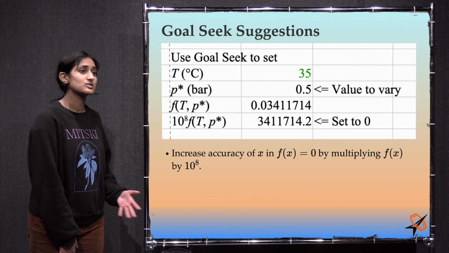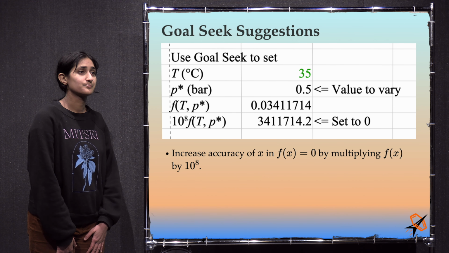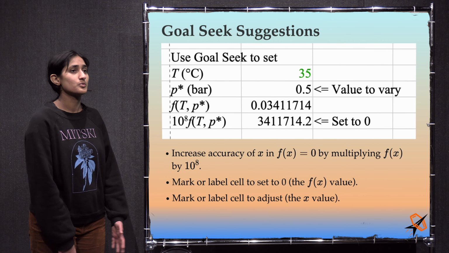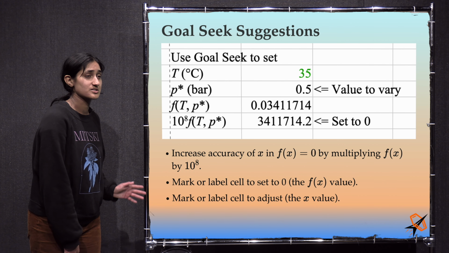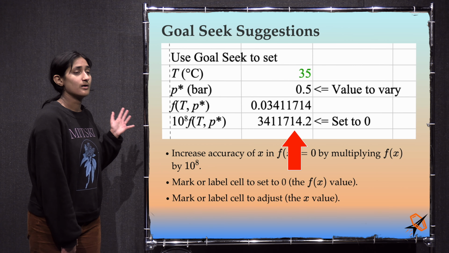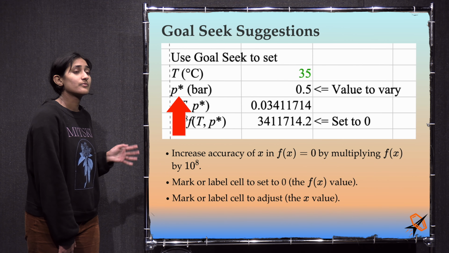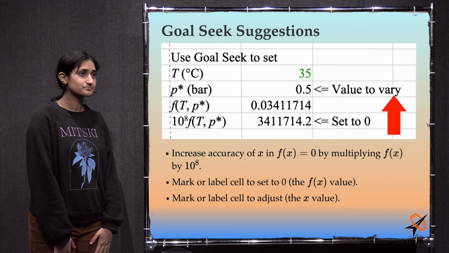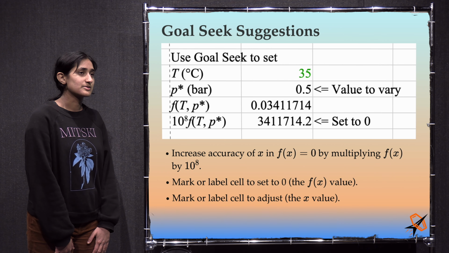I did this in both the Antoine equation demo and the BWR demo. I usually clearly mark both the f of x cell and the x cell, so that when I get to the Goal Seek dialog box, I can clearly see where I should click. Here's the f of x cell. The label is set to 0. Now, for setting the x value, here is the x cell. The label is value to vary. That should provide you with a good introduction to Goal Seek.